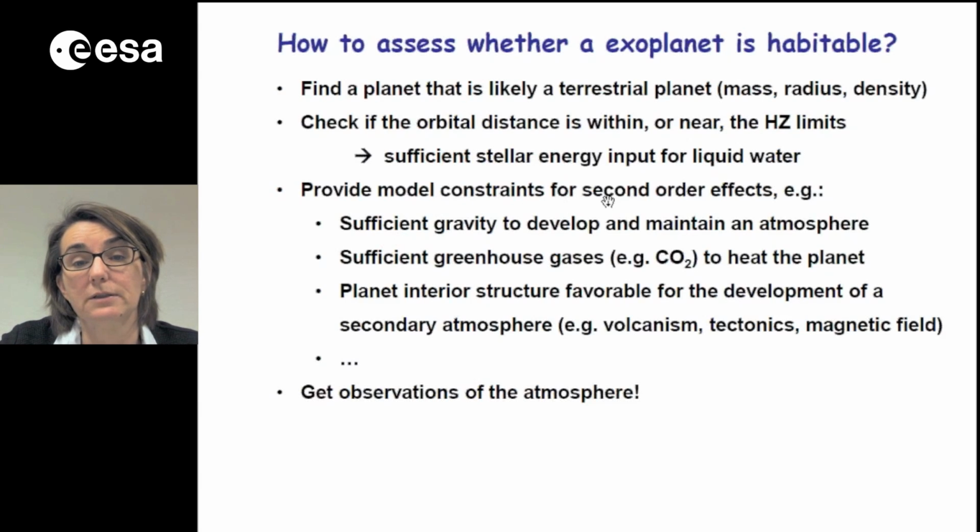And then we need constraints on second-order effects. We have to know if the planet has an atmosphere, if its gravity is sufficient to maintain the atmosphere for long time periods. Are there greenhouse gases that can heat the planet? Is the internal structure favorable to develop such an atmosphere at all? Is there volcanism? Is there tectonics, for example? Or a magnetic field which protects the atmosphere from losses? So all these parameters are, of course, difficult to constrain, and that means we need observations of an atmosphere to get some indications on these parameters.